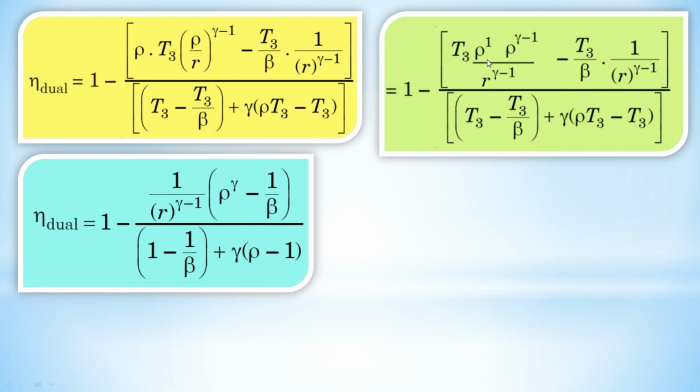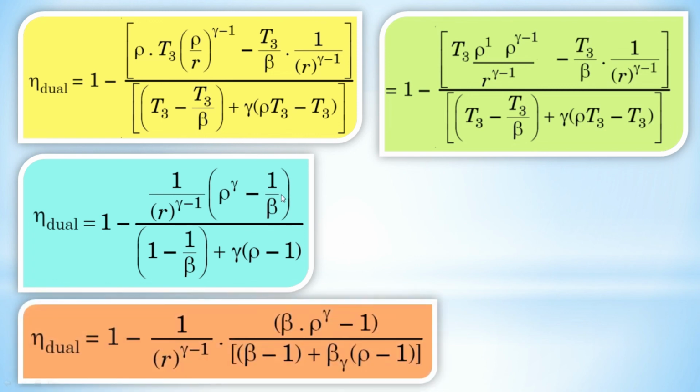As per the index rule, whenever the base is common, it is the subtraction or addition of the index. So here rho raised to 1 into rho raised to gamma minus 1: 1 minus 1 means 0, and the remaining term is rho raised to gamma. Minus, here T3 is cancelled and this is the common term, so the remaining term is 1 upon beta. T3 is cancelled because it is common in numerator and denominator. So 1 minus 1 upon beta plus gamma, rho minus 1 in bracket.